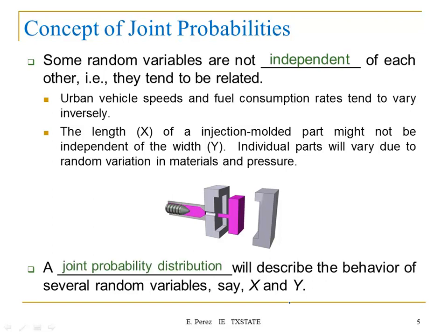So a joint probability distribution will describe the behavior of several random variables, say x and y. So what we're trying to model now is if there's an effect of one variable on the other, how are they related and how to model that.